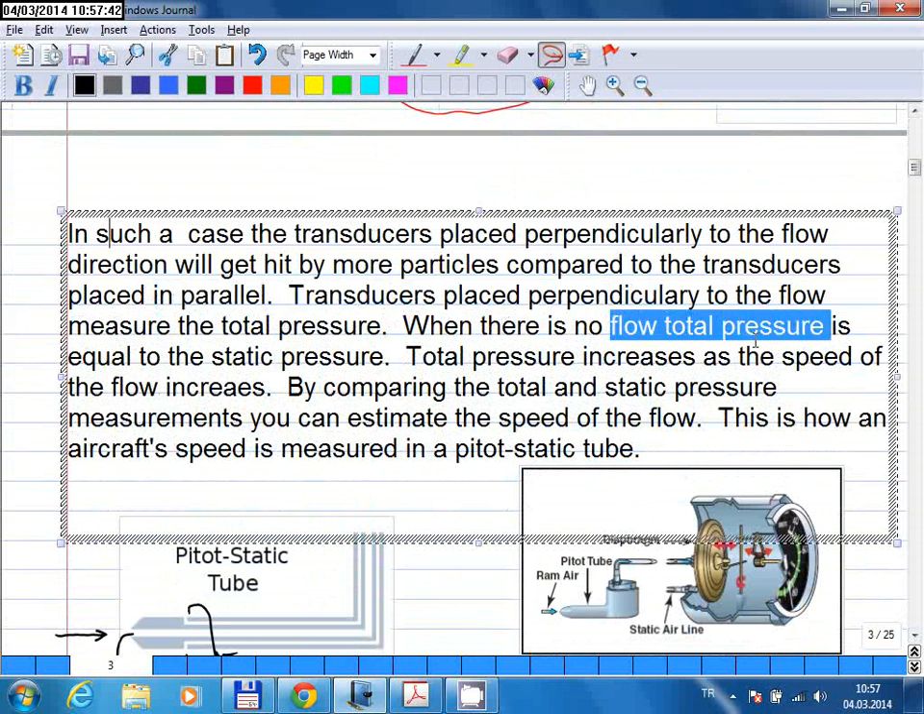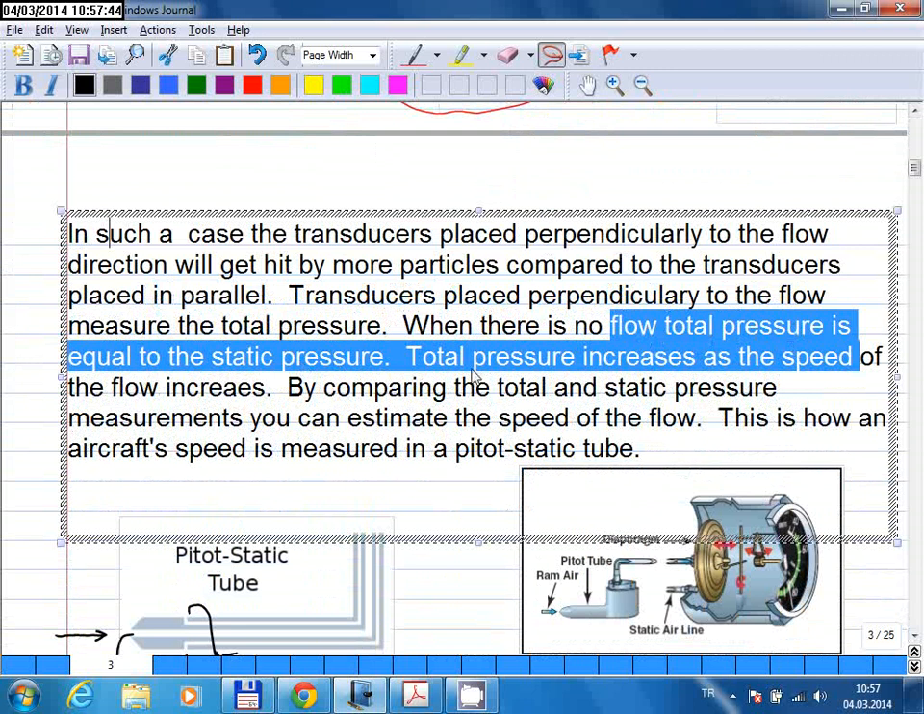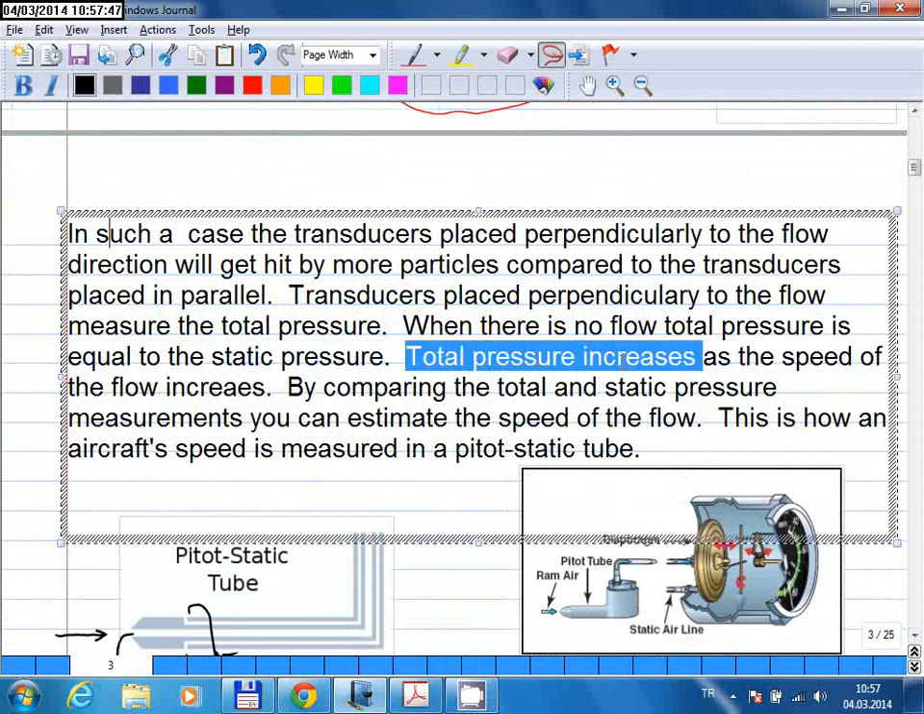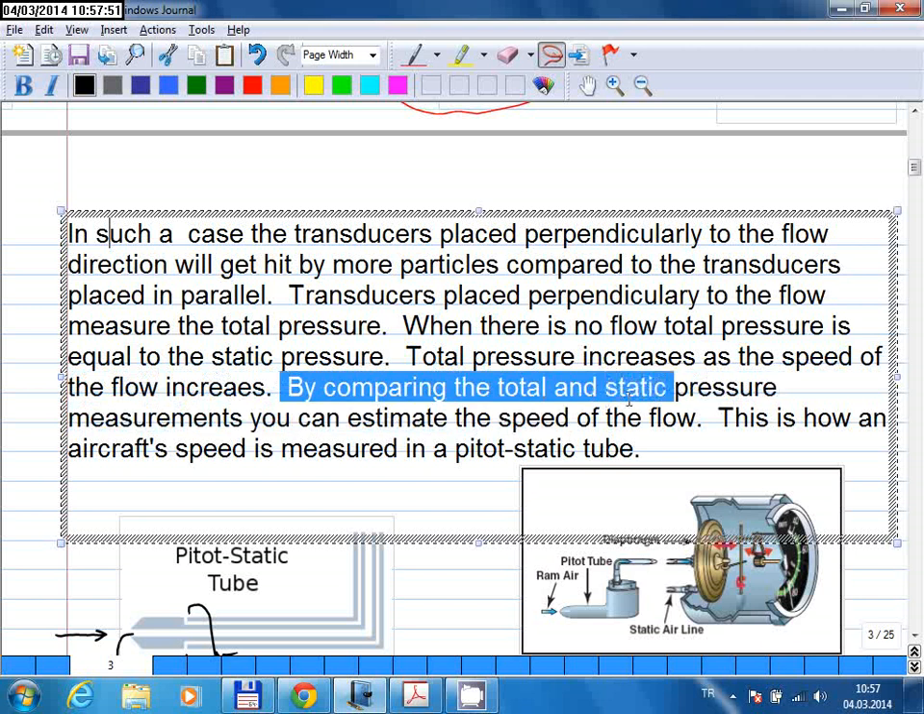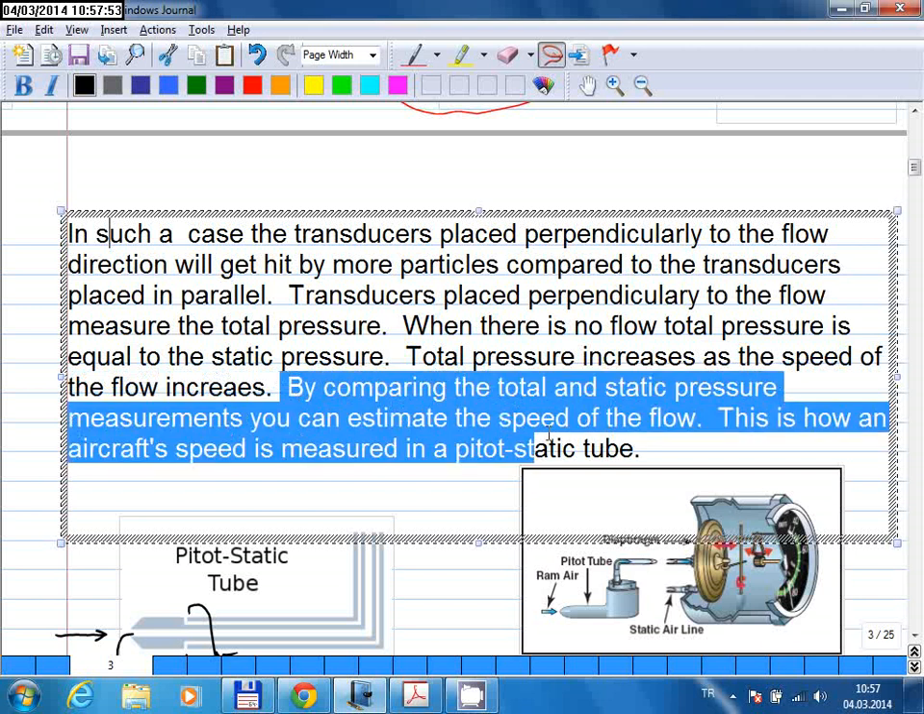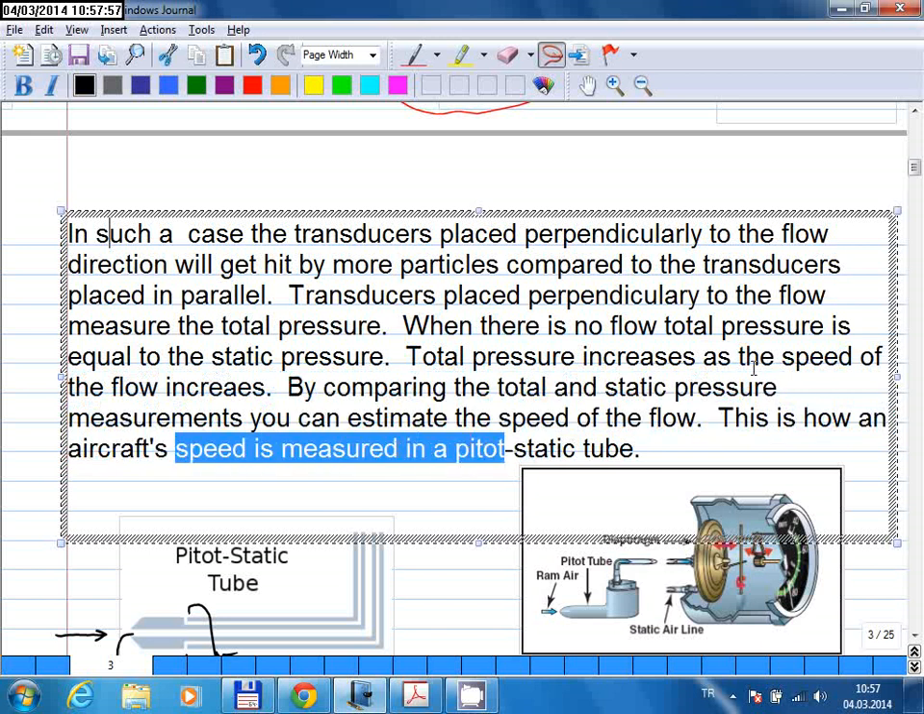When there is no flow, total pressure is equal to the static pressure. And total pressure increases as the speed of the flow increases. By comparing the total and static pressure measurements, you can estimate the speed of the flow. And this is how an aircraft speed is measured in a pitot-static tube.